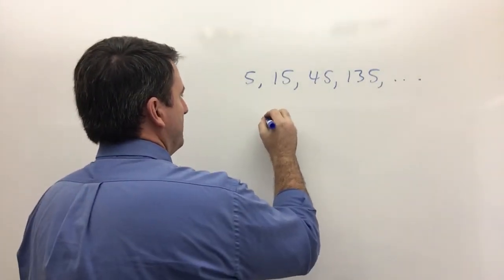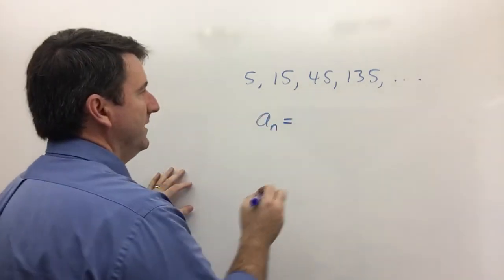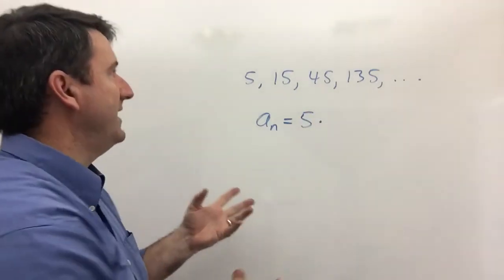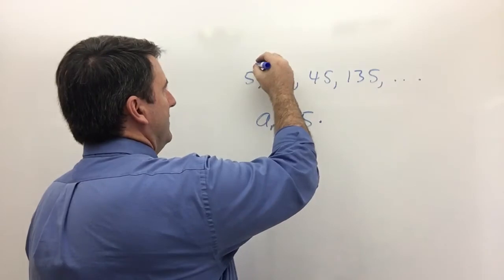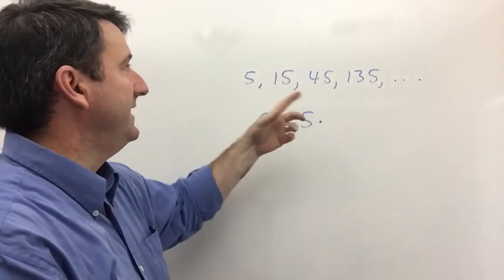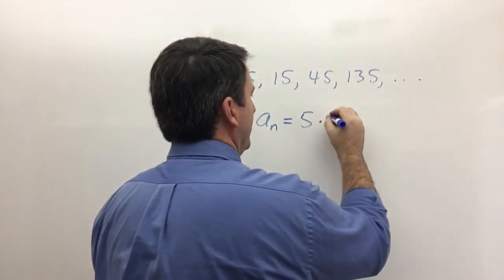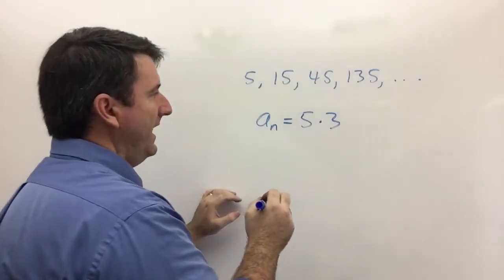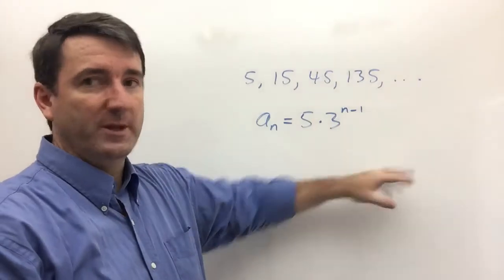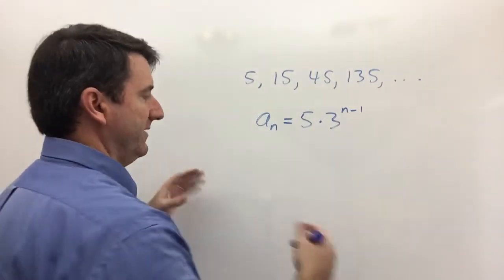So our explicit formula is going to be a sub n is equal to the first term, so 5, times the common ratio. Well, what's our common ratio? Well, 15 divided by 5 is 3, 45 divided by 15 is 3, 135 divided by 45 is 3. So our common ratio here is 3. And we're going to take that to the n minus 1 power. So there's our formula.